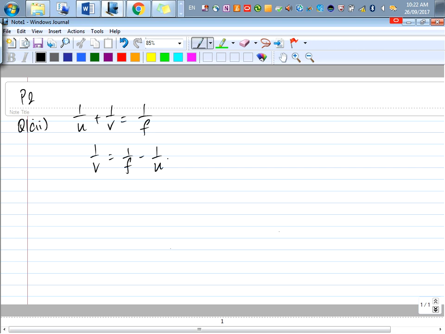1 over u. So now I want to combine the two fractions on the right hand side of the equal sign. So 1 over f minus 1 over u, I have to make sure they have the same denominator before I can subtract. So u minus f over f times u. This is the value for 1 over v. Questions, anybody?